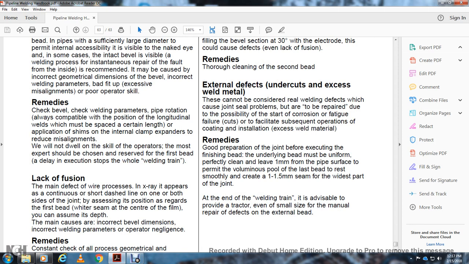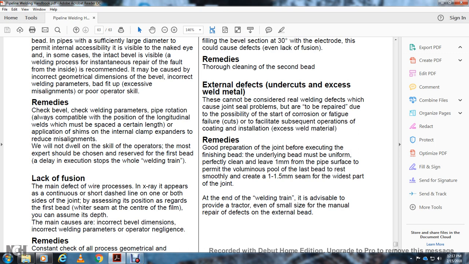Now the external defects: undercutting and excess of welding metal. These cannot be considered real welding defects causing joint seal problems, but they are to be repaired due to the possibility of starting corrosion and fatigue, and the failure to cover them would complicate subsequent operations such as the coating, as well as the installation of excessive welding materials.